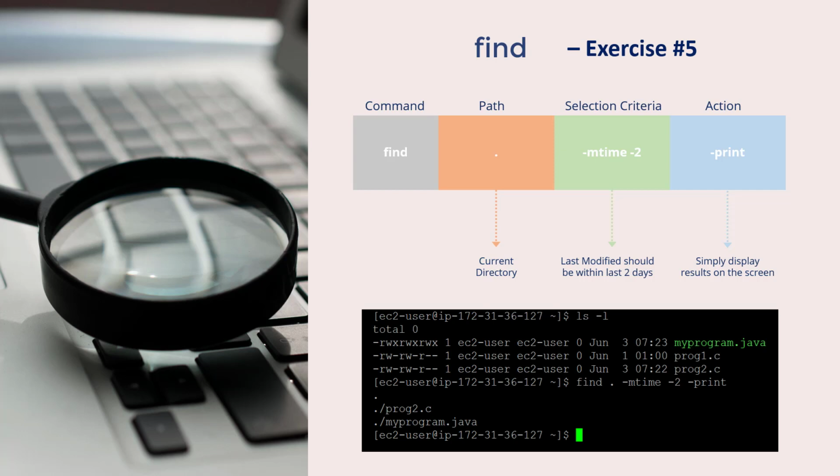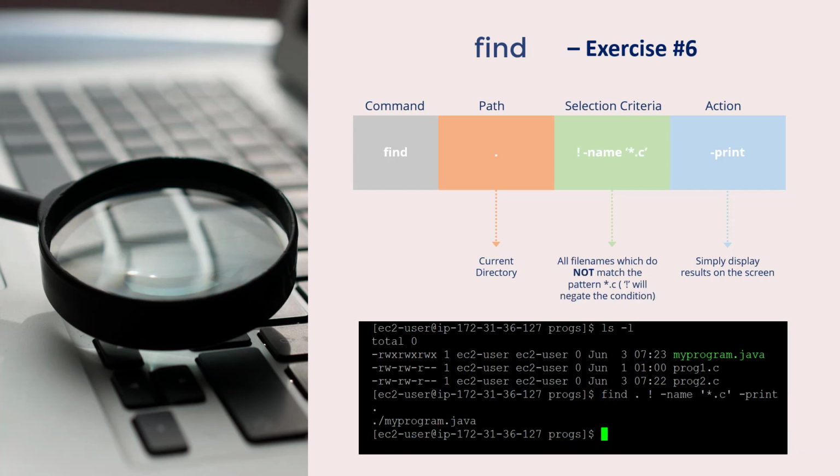Both myprogram.java and proc2.c were modified today, and today is June 3rd, whereas prog1.c was modified 2 days ago. So the find command does not return prog1.c, it returns the other 2 files. This is correct and working as expected. Let's move to the next one, exercise number 6.